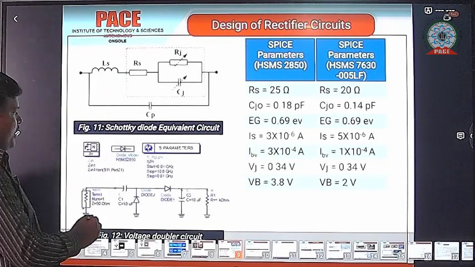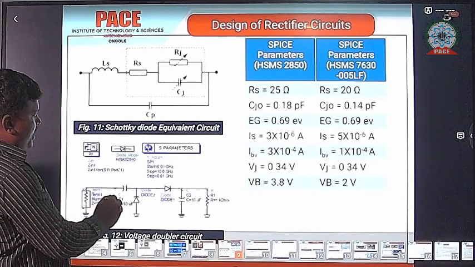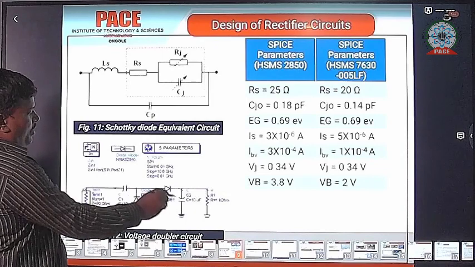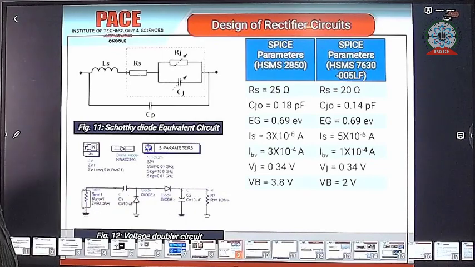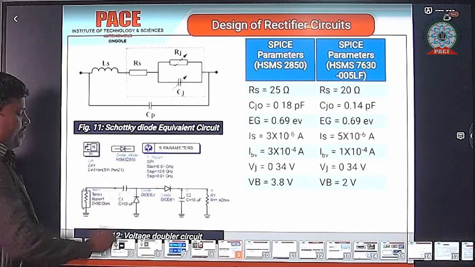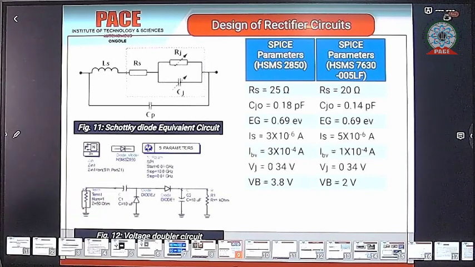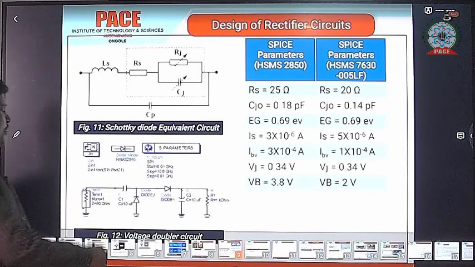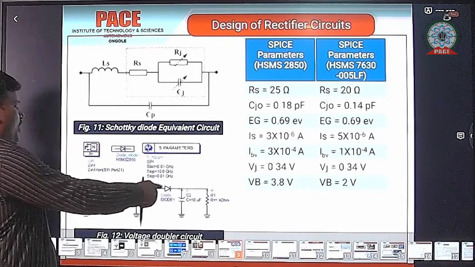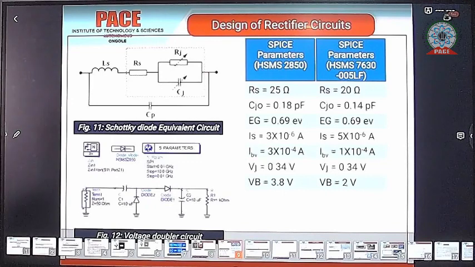So this is one capacitor, diode and capacitor. Suppose an input signal is given. In the positive half cycle, this diode is off and this one is on. In the negative half cycle, this one is off and this is on. So in both cases, positive half cycle and negative half cycle, both sides work.